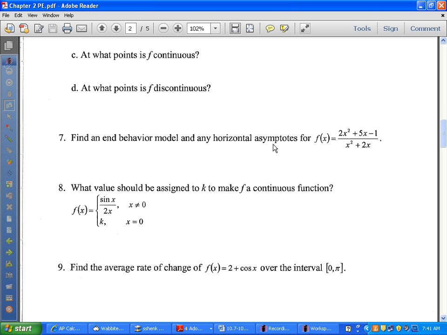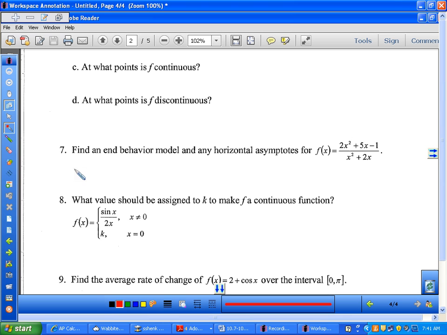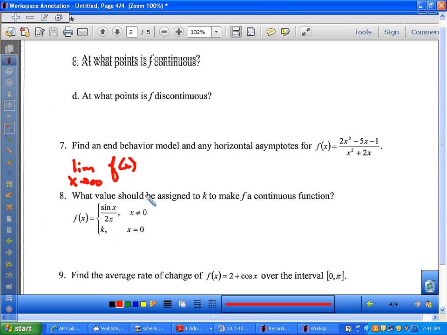End behavior model and any horizontal asymptotes for this one. So again, in 7, we're really trying to find the what of f of x. If we're going to find a horizontal asymptote, what do we want to find of that function f of x? The end behavior. We want to find the limit as x goes to infinity of that function. So just like we did up in 1D, okay, we want to find the end behavior model, or the limit as x goes to infinity.